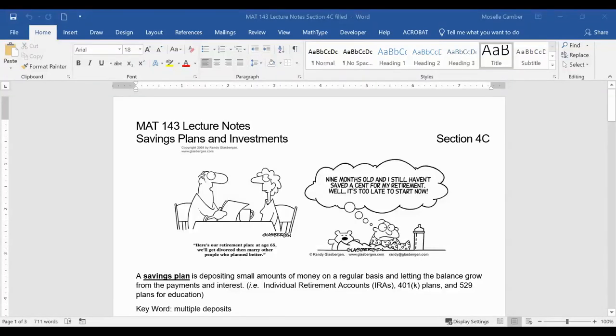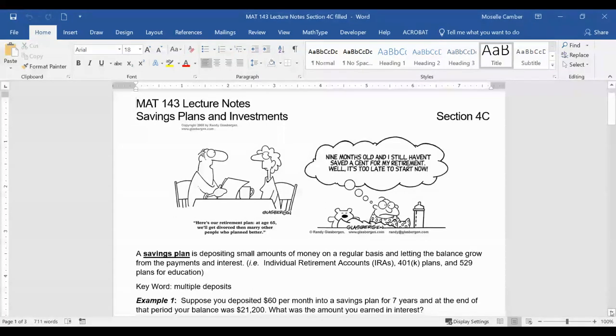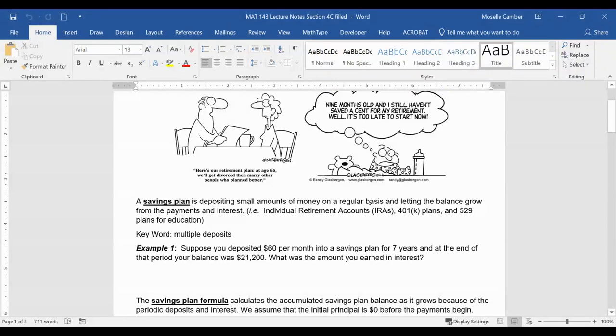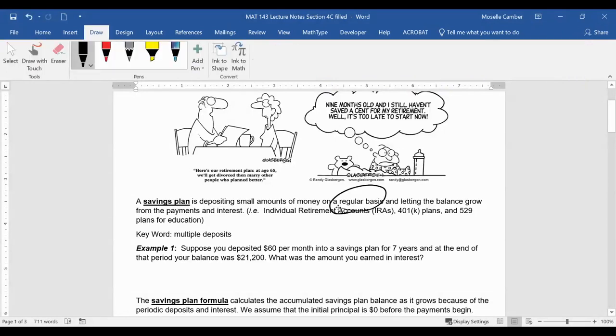Okay, for C, we are still looking at savings, but now instead of having a savings account where we just put in something and then we're just going to let it sit, now we're going to talk about what's called a savings plan. So a savings plan, we're going to submit money on a regular basis. So we're not just going to make one thing and let it sit. We are making multiple deposits.